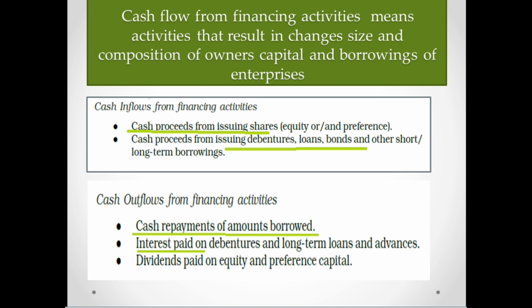And the outflows are repayment of the amounts borrowed, maybe loans from the bank or from debentures. Redemption of debentures also comes under this outflow of financing activity. Next, interest payment on the debentures and on the loans we have taken. These are the outflows from the financing activity. Dividend paid to the equity shareholders and preference share capital also comes under the cash outflows from the financing activity.